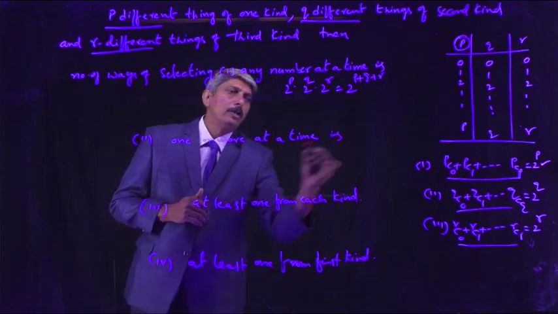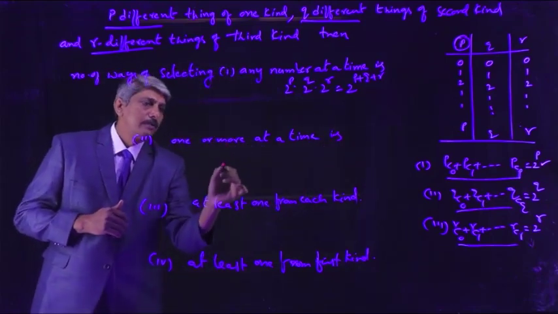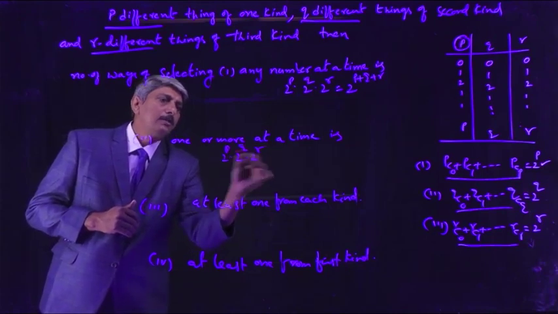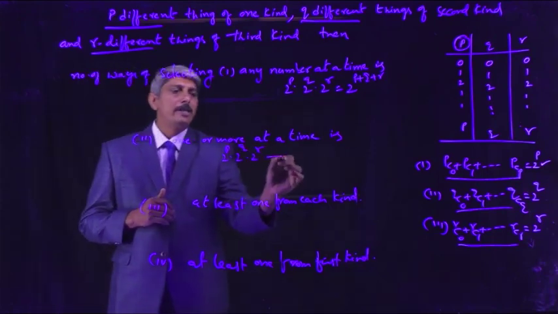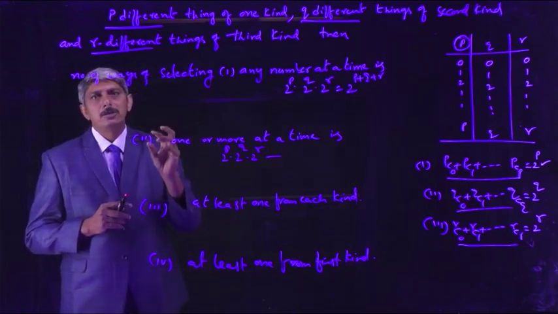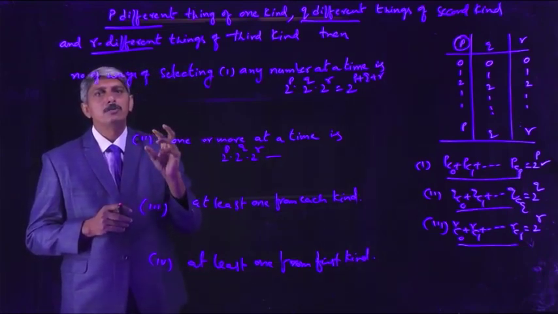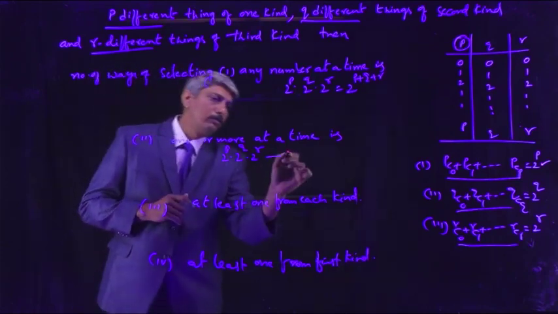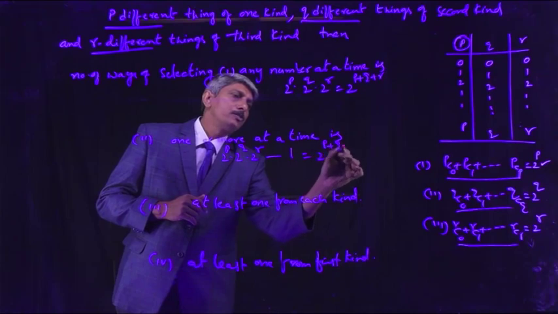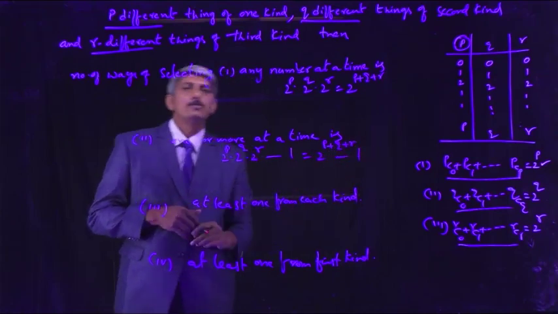Therefore, one or more at a time is 2 power P, 2 power Q, 2 power R, these are the total number of cases, minus the number of cases selecting 0 things out of P plus Q plus R things, which is only one way. Therefore, this is equal to 2 power P plus Q plus R minus 1.